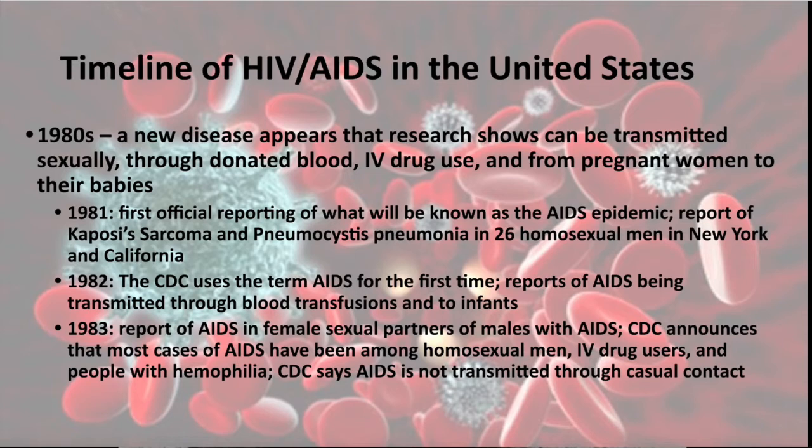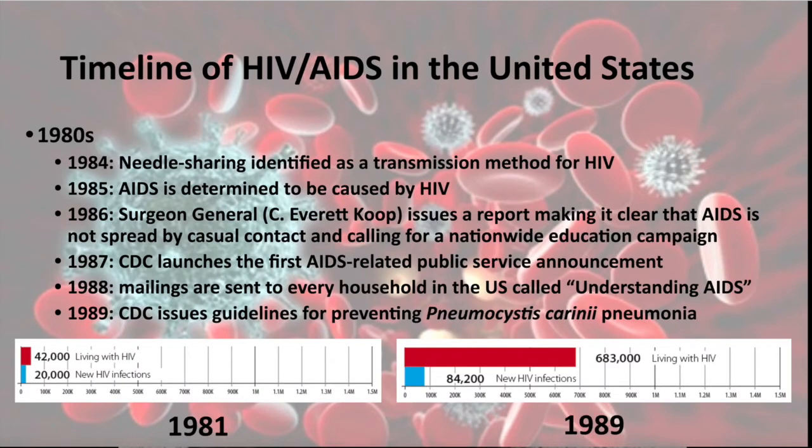In 1983, there was a report of AIDS in female sexual partners of males with AIDS. The CDC says that most cases of AIDS have been among homosexual men, IV drug users, and people with hemophilia, and that's because they need blood transfusions regularly. The CDC says AIDS is not transmitted through casual contact, like shaking someone's hand or giving someone a hug. In 1984, needle sharing is identified as a way for HIV to be transmitted. In 85, AIDS is determined to be caused by the HIV virus.